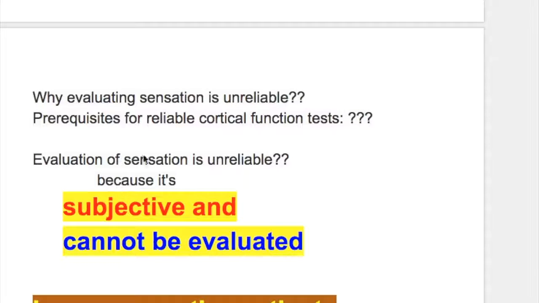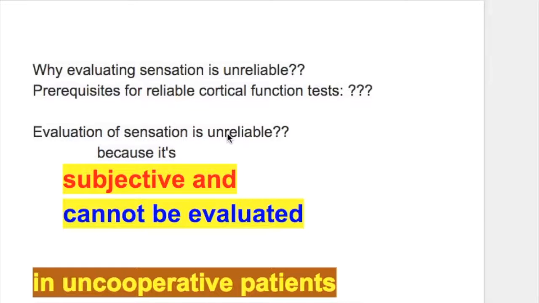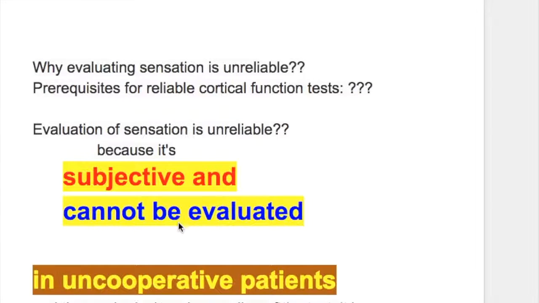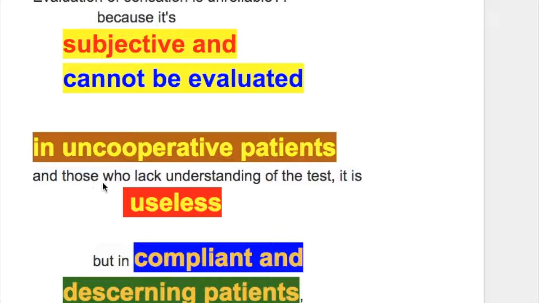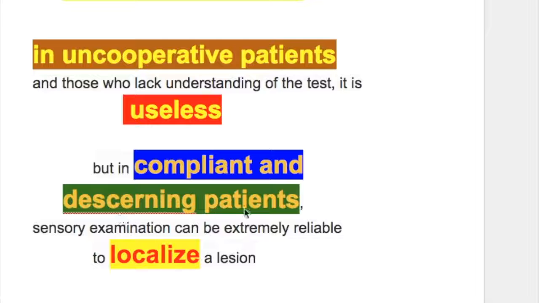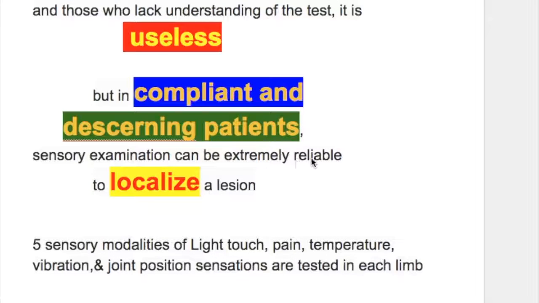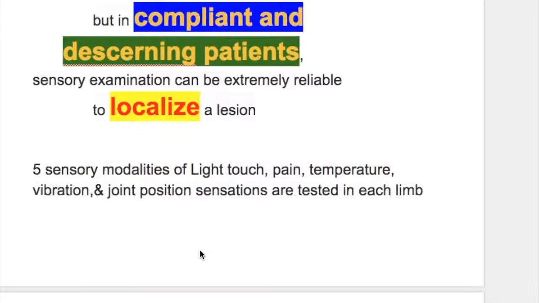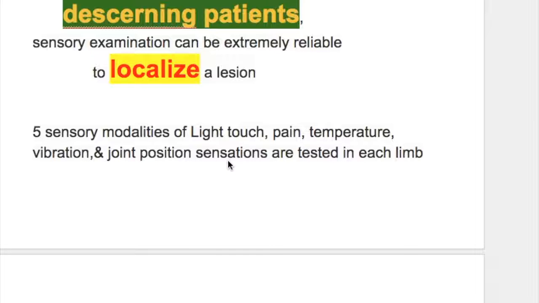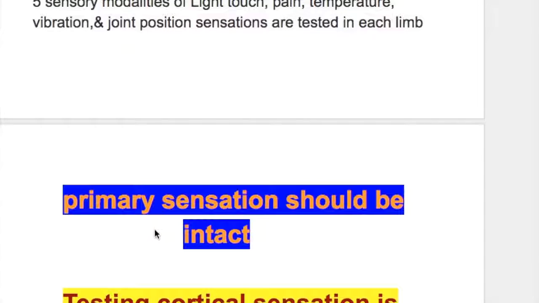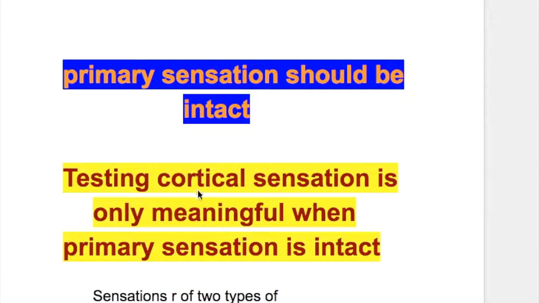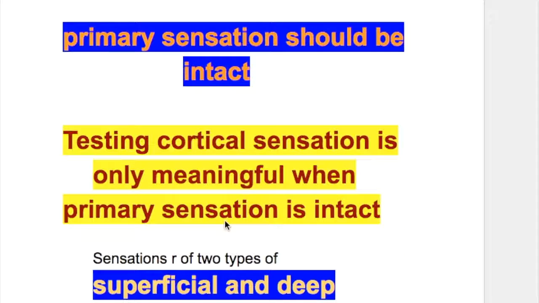Why is evaluating sensation unreliable, and what are the prerequisites or requirements for a reliable cortical function test? Evaluation of sensation is unreliable because it's subjective. In uncooperative patients and those who lack understanding of the test, it's useless. But in compliant and discerning patients, sensory examination can be extremely reliable to localize a lesion. Five sensory modalities of light touch, pain, temperature, vibration, and joint position sensations are tested in each limb. Primary sensations should be intact. Testing cortical sensation is only meaningful when primary sensation is intact.